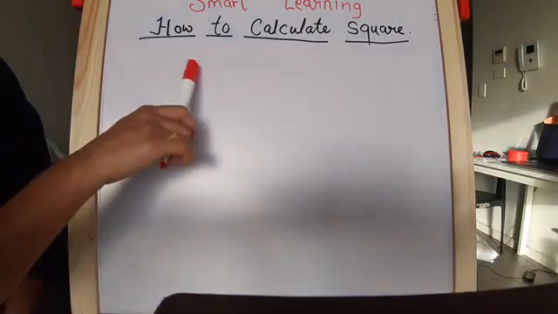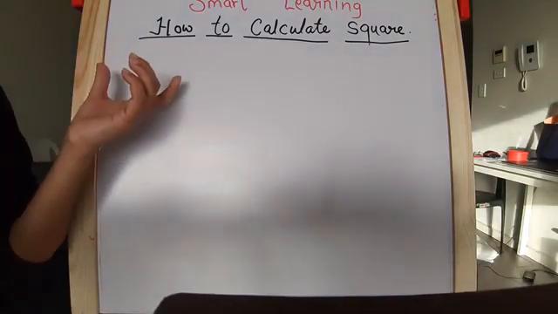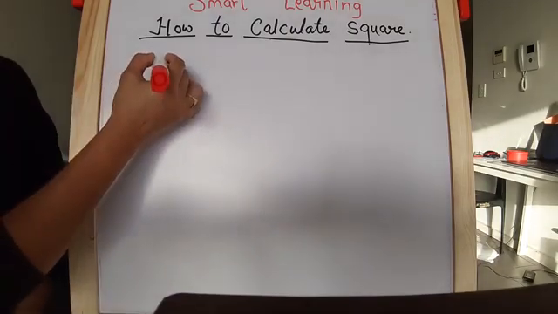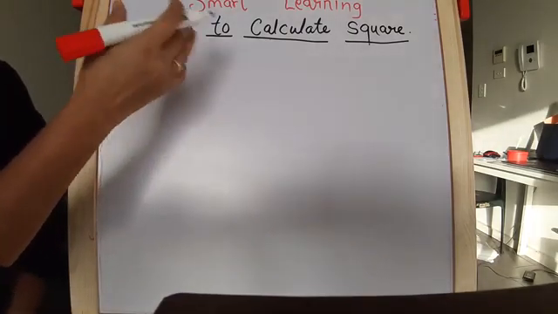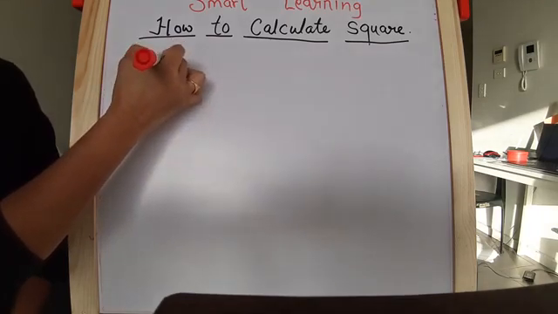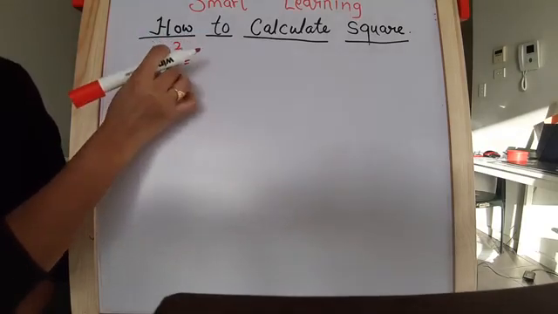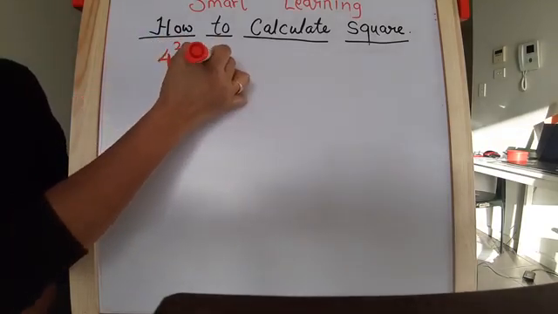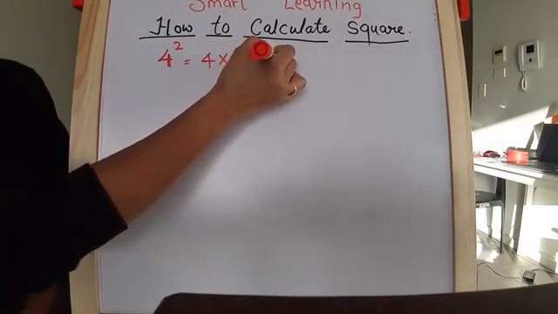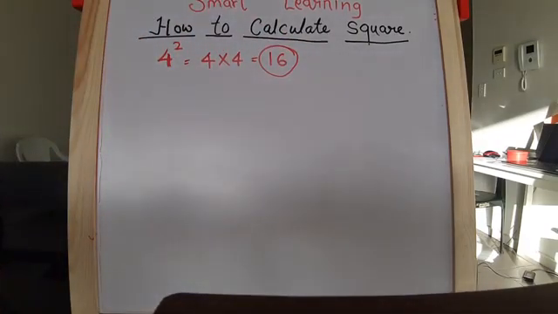Today we will learn how to calculate square. Before we start, first we should know what is square. Square is nothing but multiplying the same number twice. In case if we want to calculate the square of 4, what we will do? We will just multiply it twice. 4 into 4 which is 16. So 16 is the square of 4.